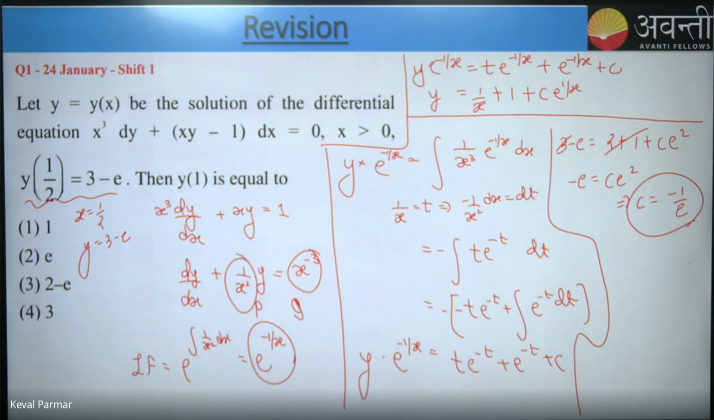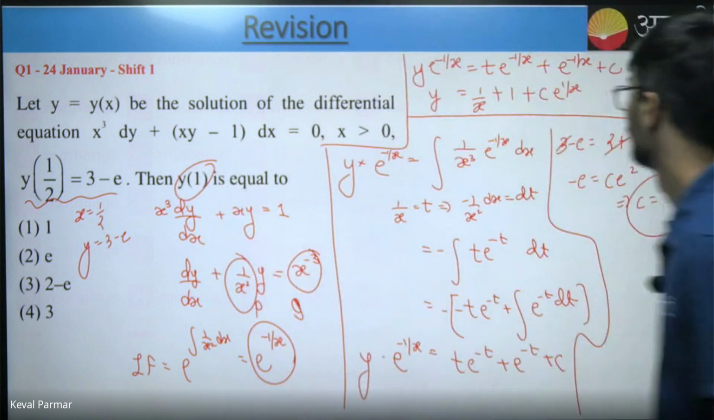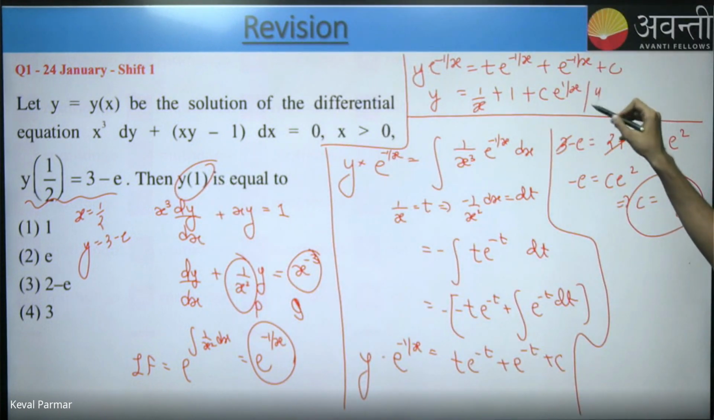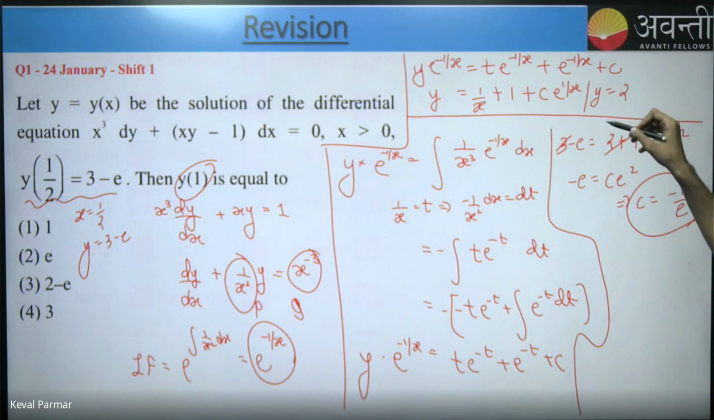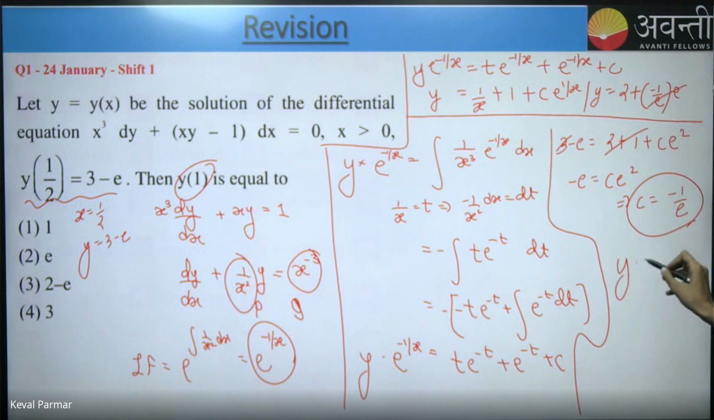Yeah. Now let us substitute the value 1 and get the value of y. If I substitute the value of 1, I'll get y equals to 1 plus 1, 2 plus c, which is minus 1 by e, minus 1 by e into e raised to the power 1. This will get cancelled. So I think I'll get y equals to 2 minus 1, which is 1.